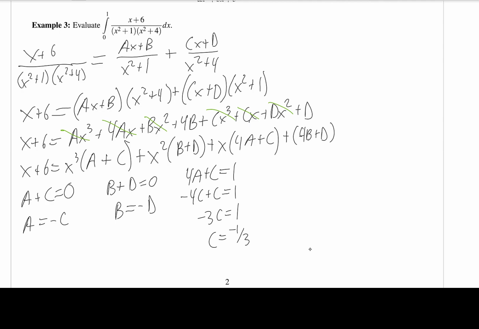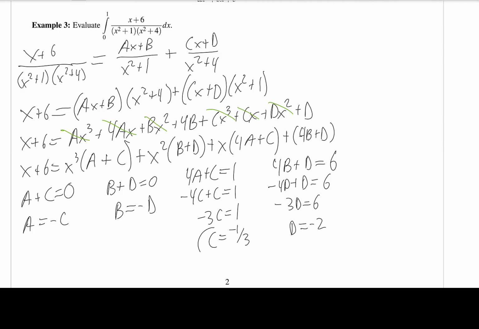All right, so now I'll continue on. We'll be looking at this 4b plus d. It's a constant, so it has to be equal to this constant over here. So we'll have 4b plus d is equal to 6. Now I can use our b equals negative d. So this will be 4 times negative d, so that gives me negative 4d plus d equals 6. So I should have negative 3d equals 6. So d equals negative 2.